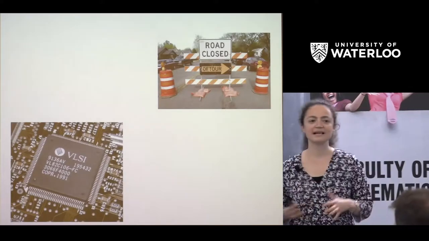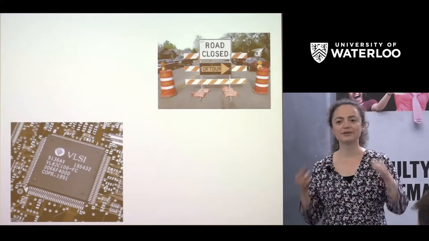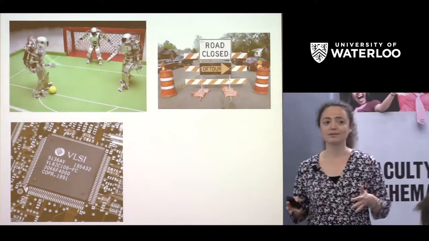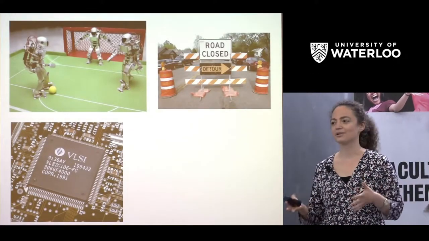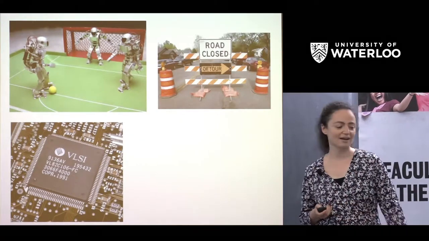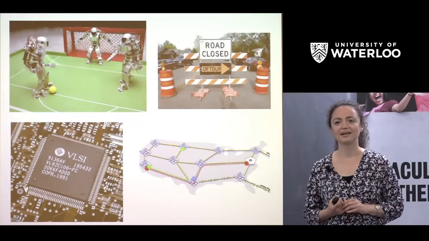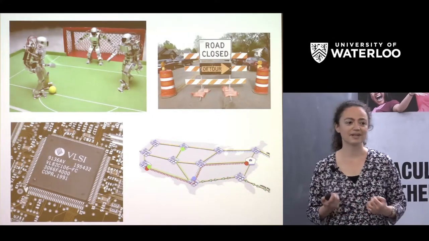Or maybe you want to design a wireless chip and you need to figure out how to lay down the wires. Or maybe you have a bunch of robots that you want to move across the soccer field so they don't bump into each other. Or maybe you have an optical network and you want to figure out how to route traffic there. So in all of these cases, you'll be solving a graph routing problem.